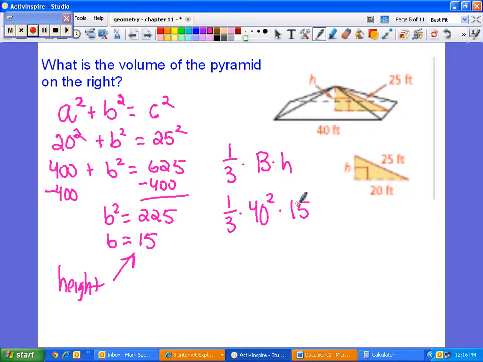Now you can just plug this in your calculator. 40 squared times 15 divided by 3. Me, I'm going to do 1600 times 5, which gives me 8,000 cubic feet. The way I got 5 was 15 divided by 3. 40 squared I know is 1600. So the answer is 8,000 cubic feet. Does anybody have a question?